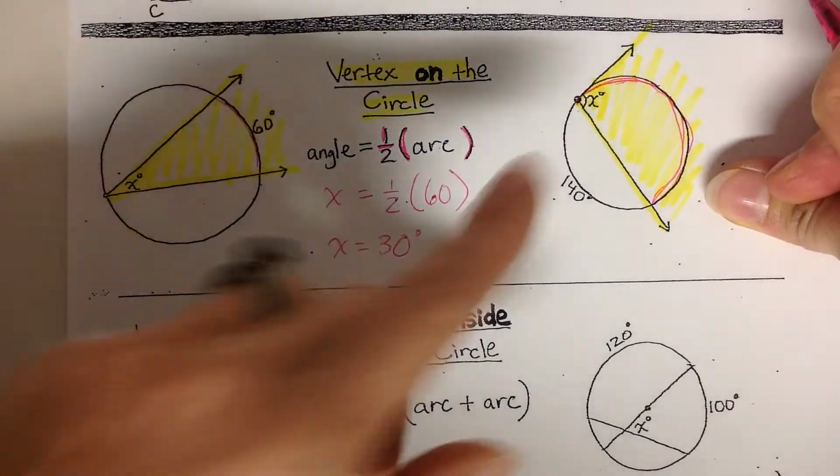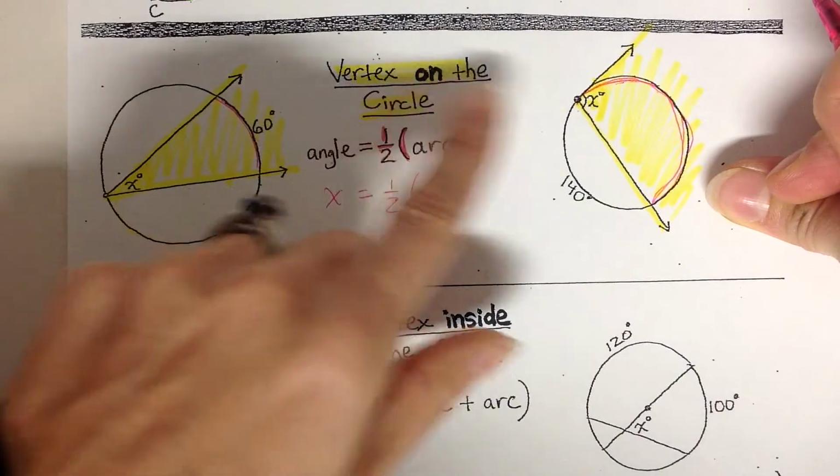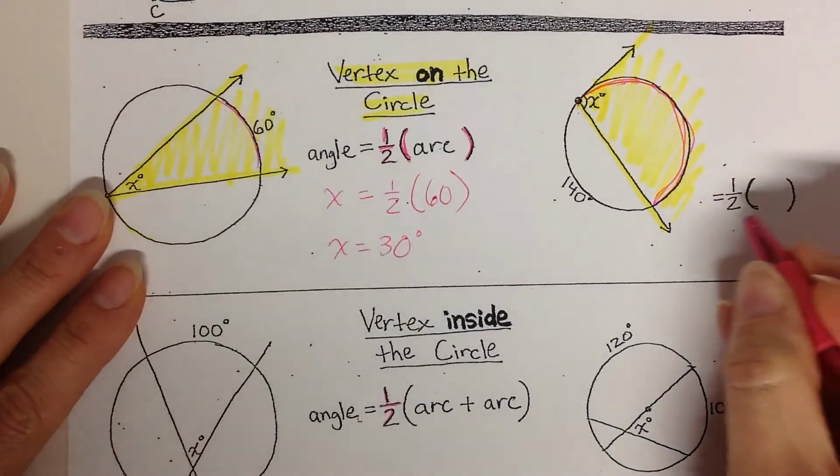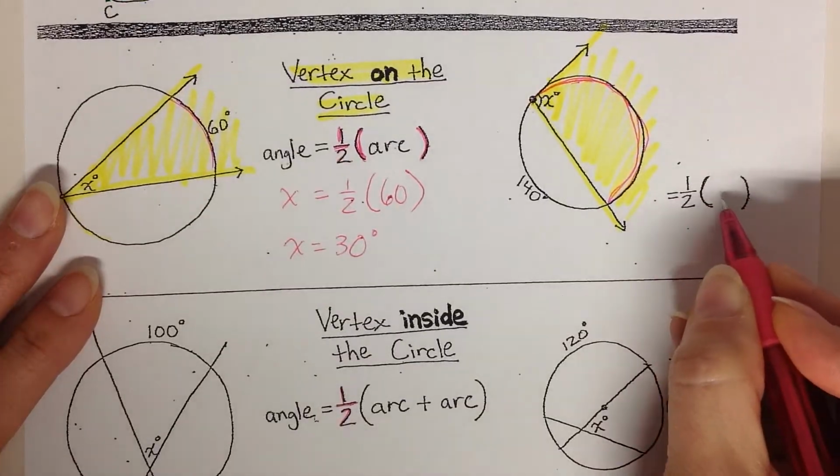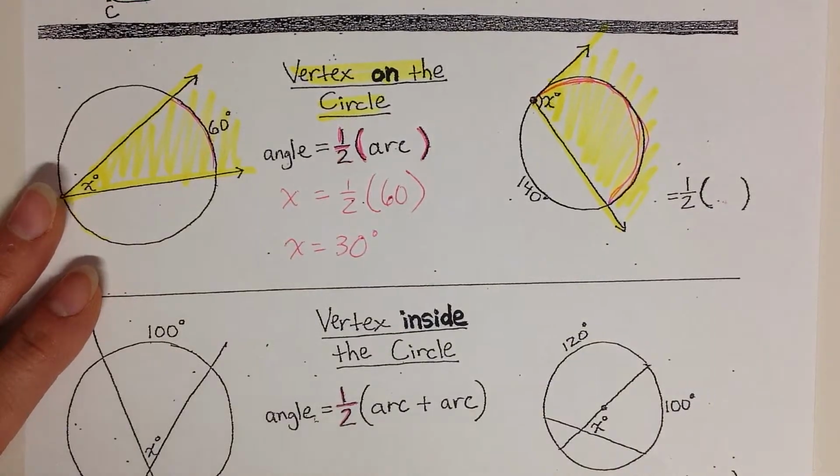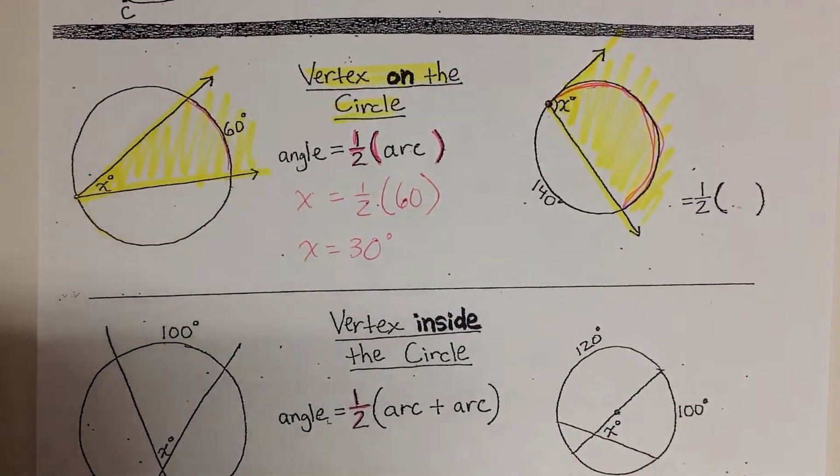I might, at this point, be writing down my equation. I know it's on the circle, so maybe I start by writing that down. But I'm not done because I need to find the arc measure. Alright, so what else is useful in this picture?